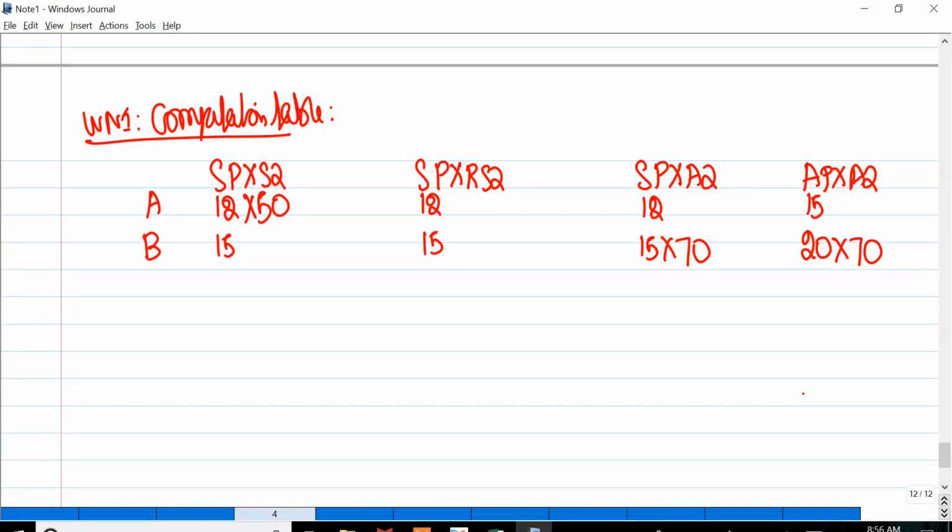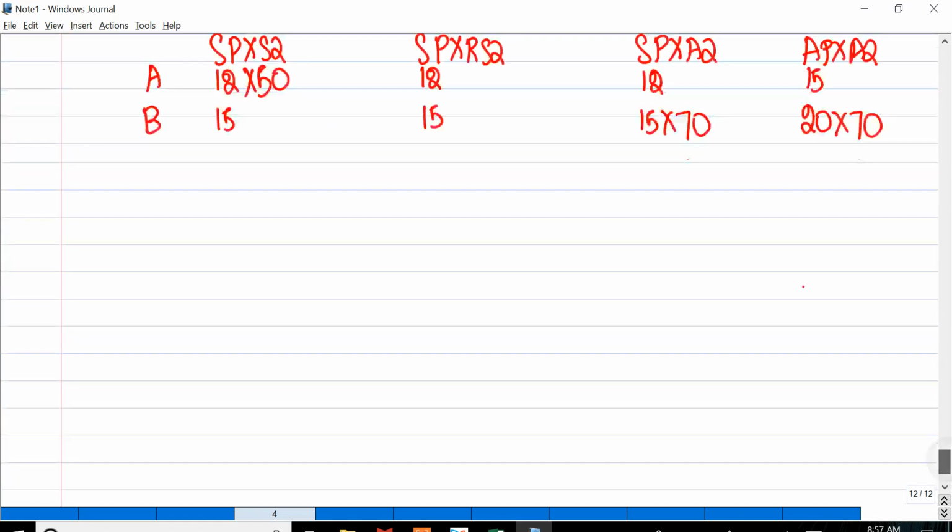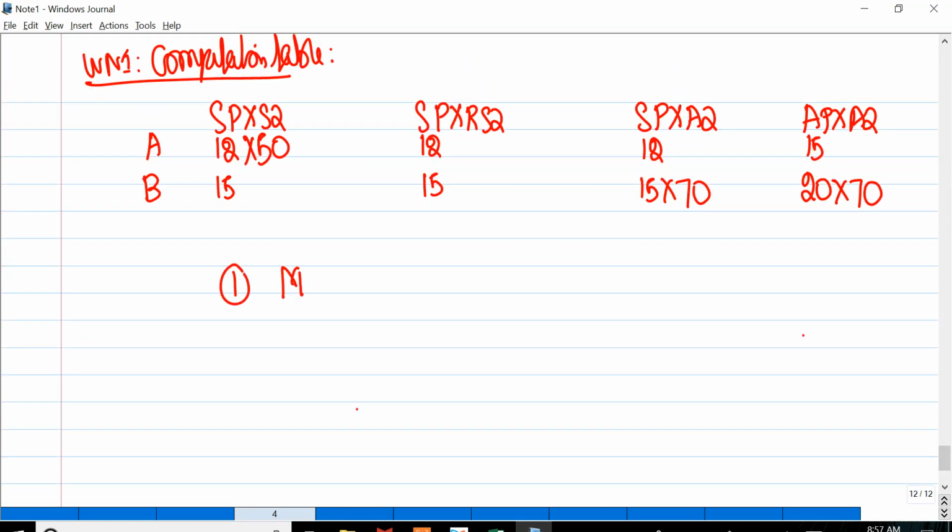I have SP, I don't have SQ. We have SP, we have AQ. If you use the formula for material usage, in the process we will get SP into SQ, so the SQ number will come. So come down. Point number 1, material usage variance. When you're writing for B, you will write it like this: MUVB, material usage variance for B is equal to SP into SQ minus SP into AQ.